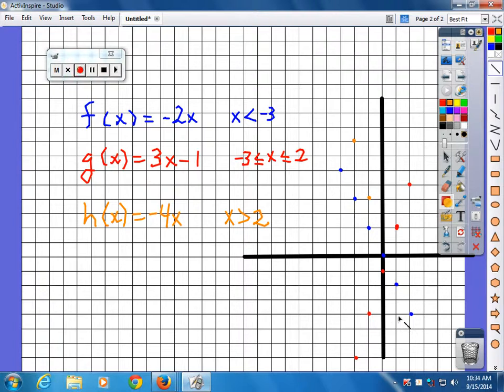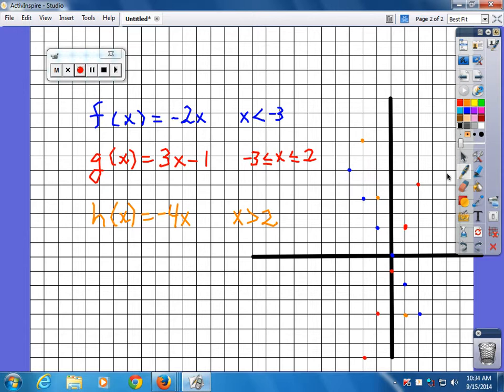I don't know how that happened. Whatever. Okay, so let's do our erasing. This means that x has to be less than what? Negative 3. 1, 2, 3. So we have to erase.